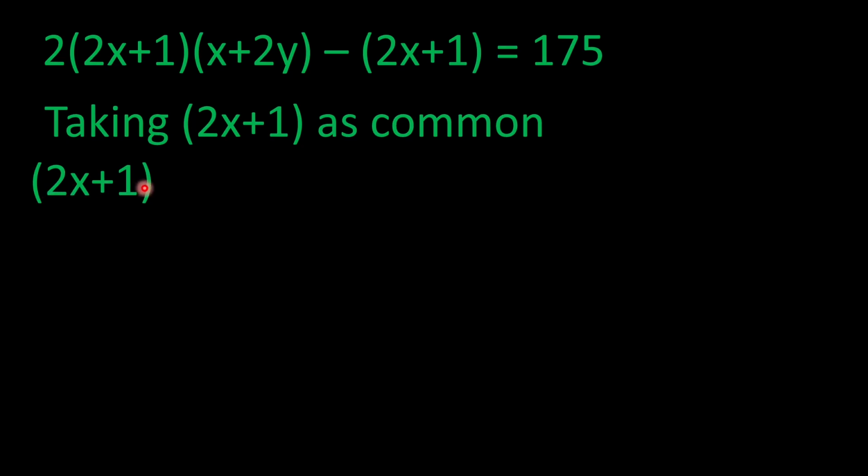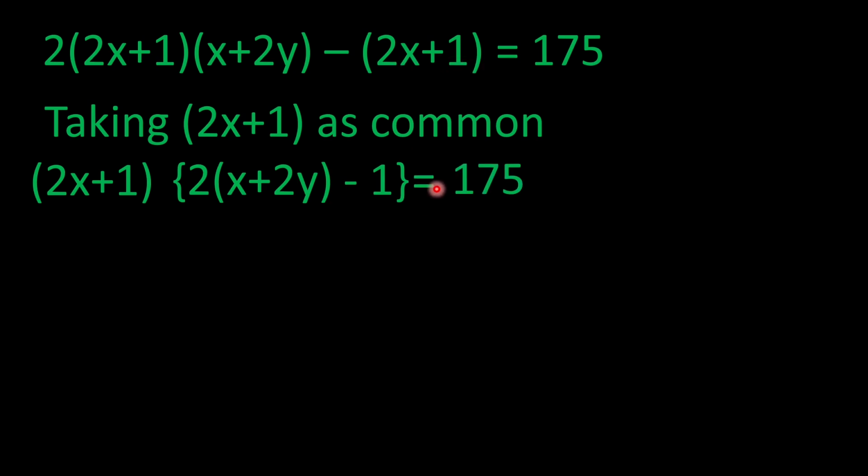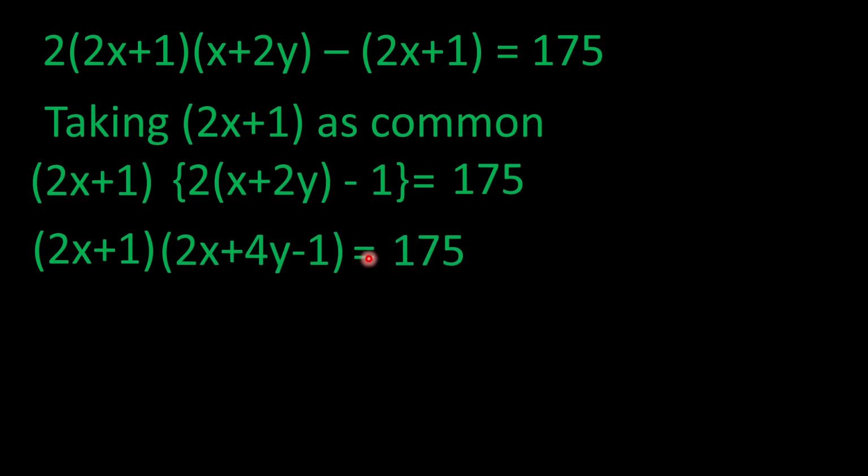So this 2x plus 1, then here we will have 2 times x plus 2y and here we will have minus 1, because we have taken this 2x plus 1 as a common, which is equal to 175. And now in the next step we will multiply this 2 with this term. So our equation will become 2x plus 1 into 2x plus 4y minus 1, which is equal to 175. And now we will factorize this 175.